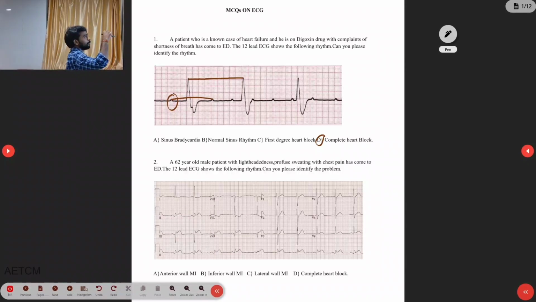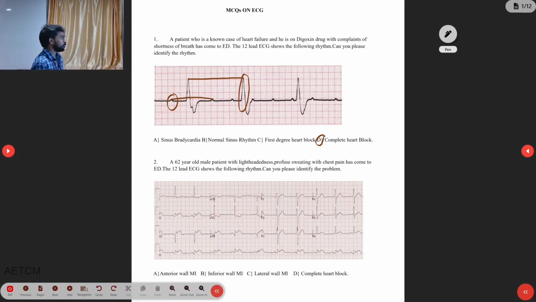That means the atria is beating on its own. The activation of atria produces the P wave and the activation of ventricle produces QRS complexes. We know that. So here the atria is beating on its own, so that's why we get P wave, and the ventricle is beating on its own, so that's why we got QRS complex. But here there is no association between the P wave and QRS complex. So that's why it is called complete heart block, and it is one of the most dangerous things. Okay, then we will go for the second question.